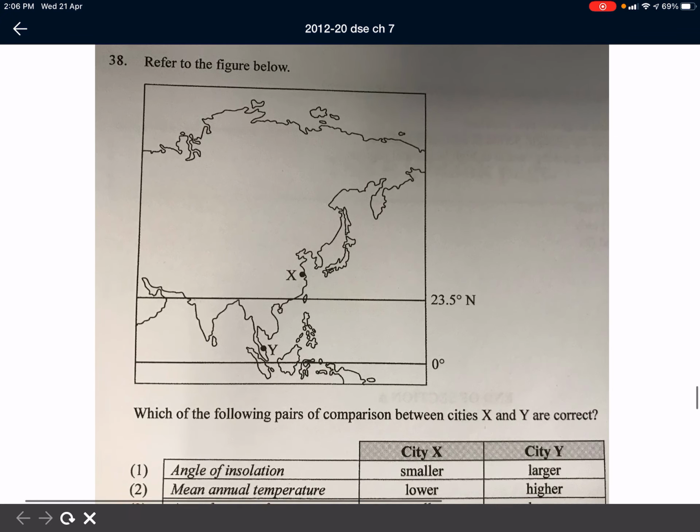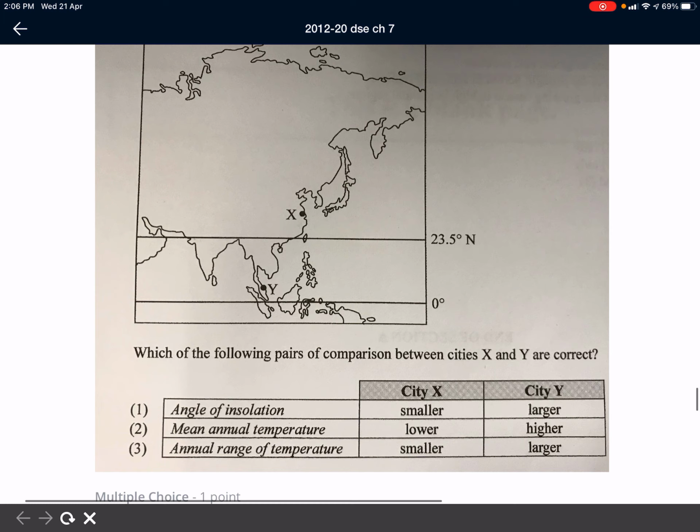Okay, please remember that Y and X always come up. X is talking about the angle of solar radiation. This is true because the higher the latitude, the smaller the radiation, while city Y has a lower latitude and so the insolation is larger.